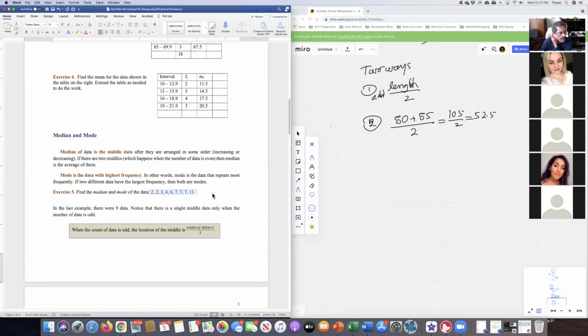There may sometimes be more than one mode. For example, I have 7, and then let's say I also have 9 repeating 3 times. Now there are 2 data with the same frequency. So in this case, the modes are 7 and 9. So it is okay to have 2 modes.